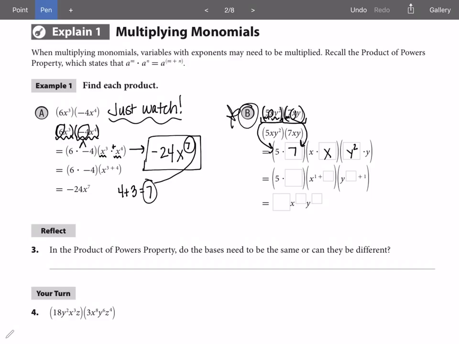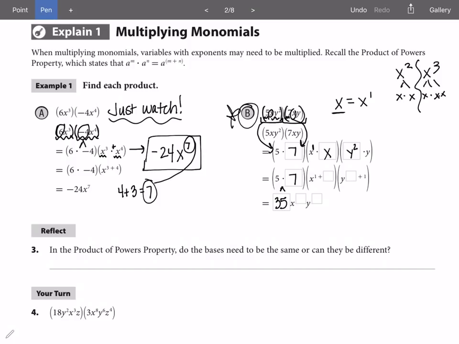Okay, so here we still have 5 times 7, right? Nothing changes. We don't have a degree on those. And so 5 times 7 is going to be 35. We have x to the 1, so anytime we just have x, it means that we literally have x to the first, because we only have one x. Okay, and if you guys recall, exponents, if we have x squared, we have x times x. If we have x cubed, we have x times x times x.